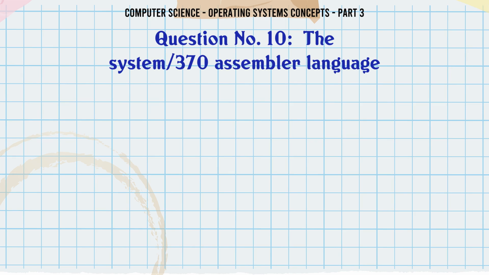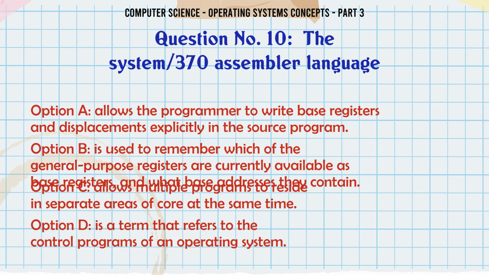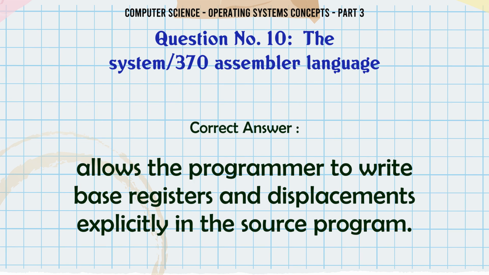The System 370 assembler language. A. Allows the programmer to write base registers and displacements explicitly in the source program. B. Is used to remember which of the general-purpose registers are currently available as base registers and what base addresses they contain. C. Allows multiple programs to reside in separate areas of core at the same time. D. Is a term that refers to the control programs of an operating system. The correct answer is allows the programmer to write base registers and displacements explicitly in the source program.